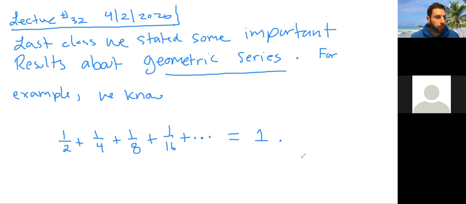So what is important about this? Well, what's important is the following. And this is an observation that you might want to make.